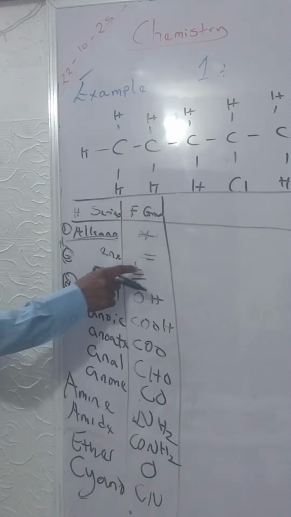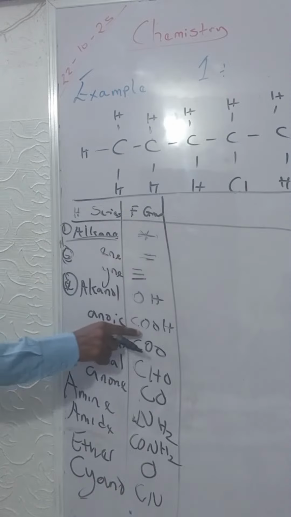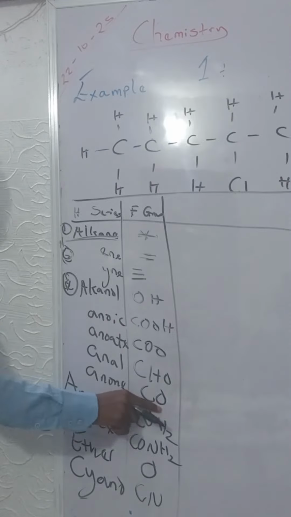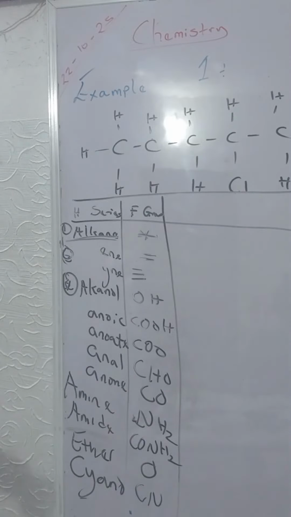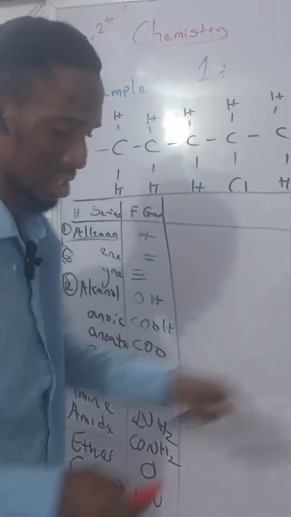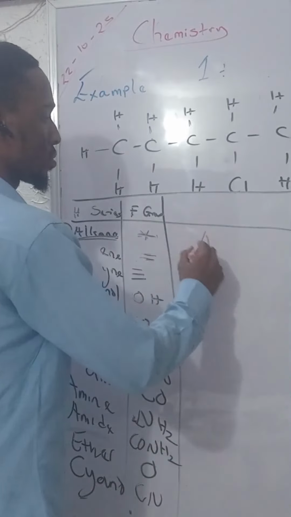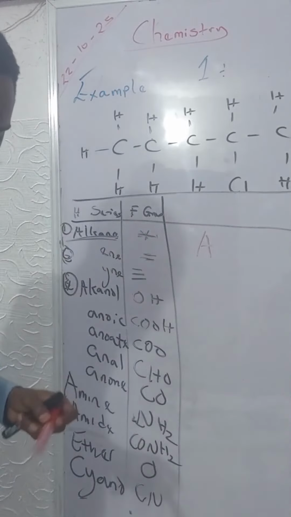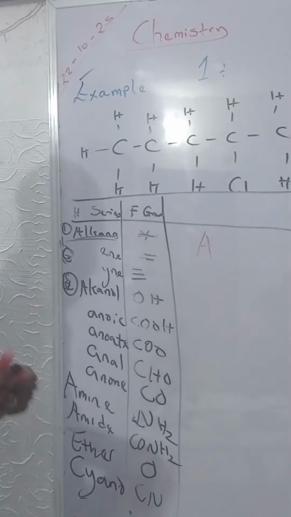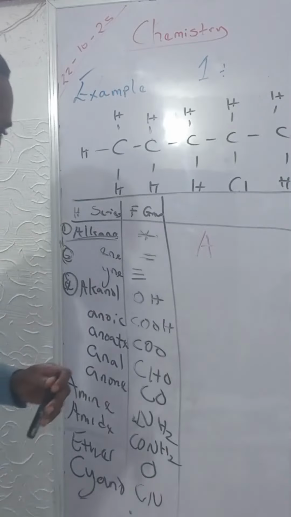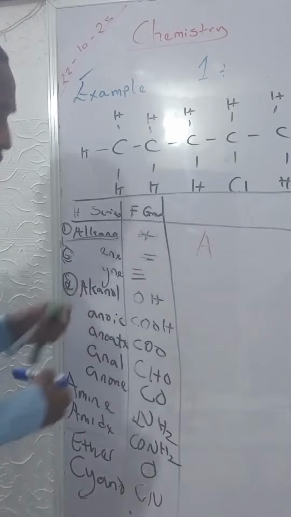So anywhere you see this functional group, you know that this is alkene. Anywhere you see this one, it is alkanoic acid. Anywhere you see this one, it is alkanone. Please jot this down. This is the alkyl group.